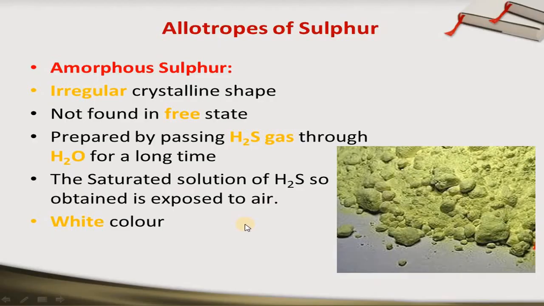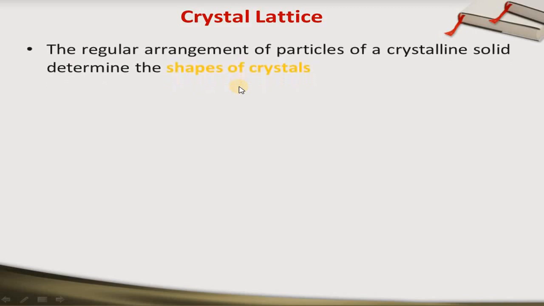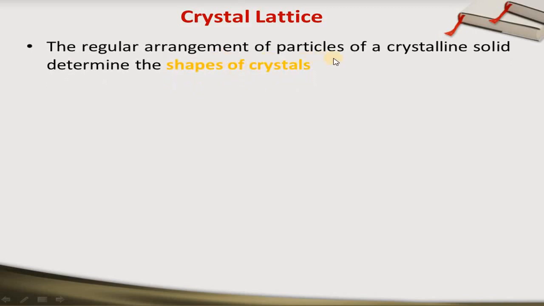Next topic we have crystal lattice. As we have discussed earlier, crystalline solids have a definite shape. But what factor is responsible for their definite shape? The regular arrangement of the particles in a crystalline solid is responsible for their definite shape. The arrangement of the particles of a crystalline solid determines the shape of a crystal.